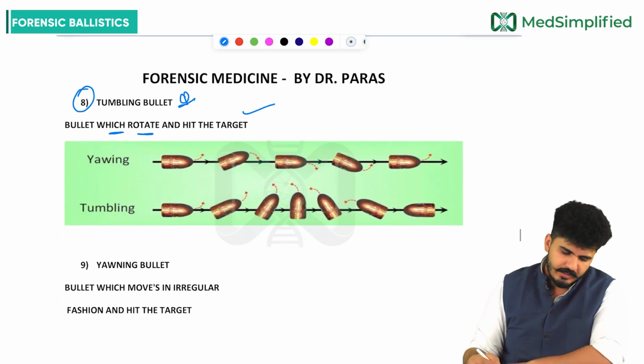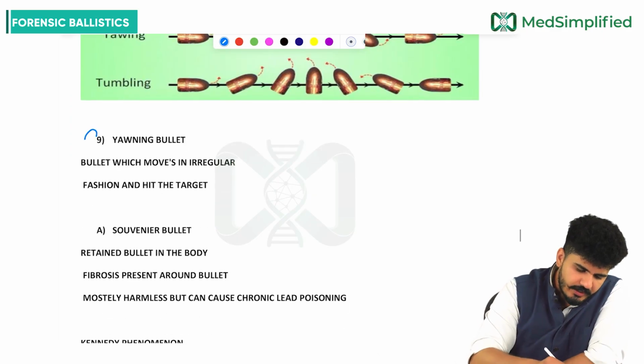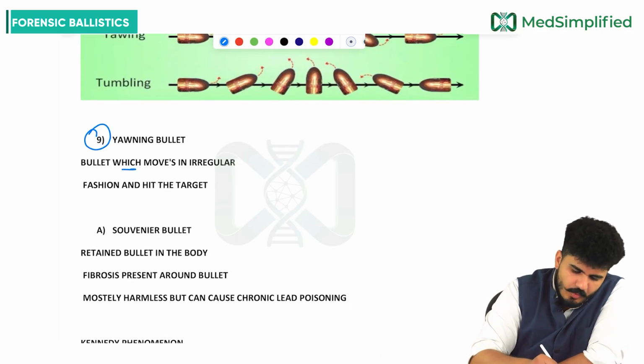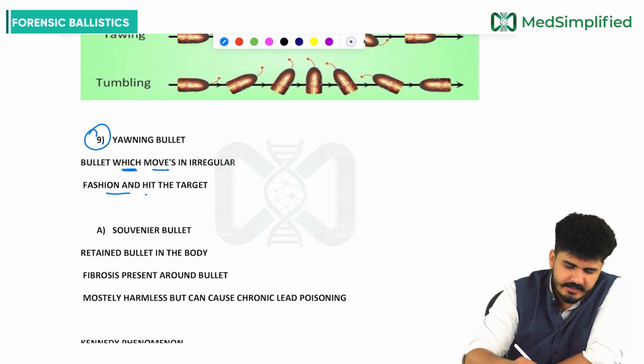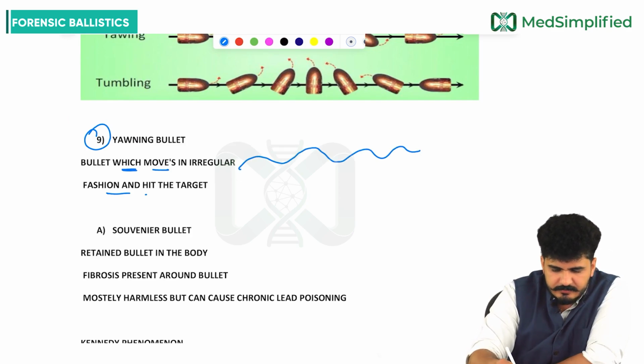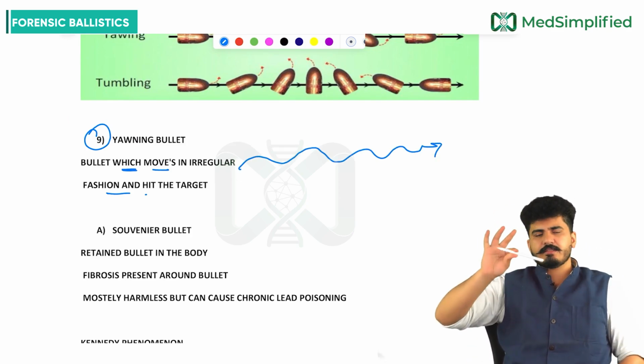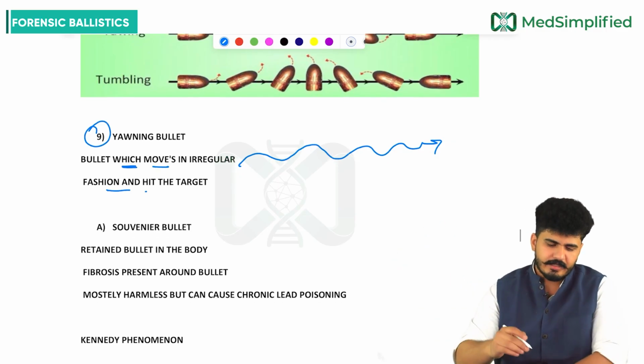Another type of bullet is the yawning bullet. A bullet which moves in an irregular fashion and then hits the target, going like this, yawning, then hitting the target.